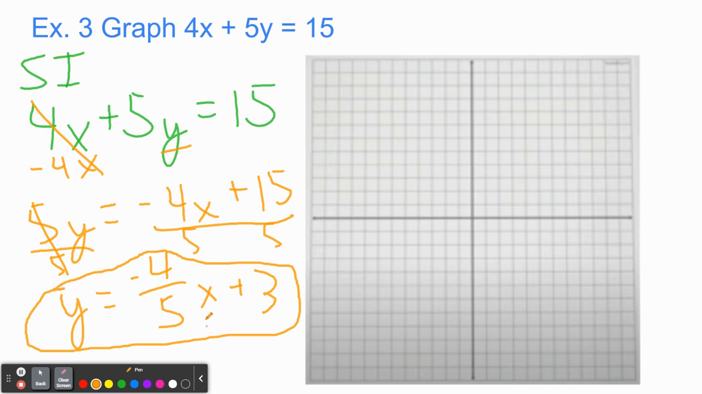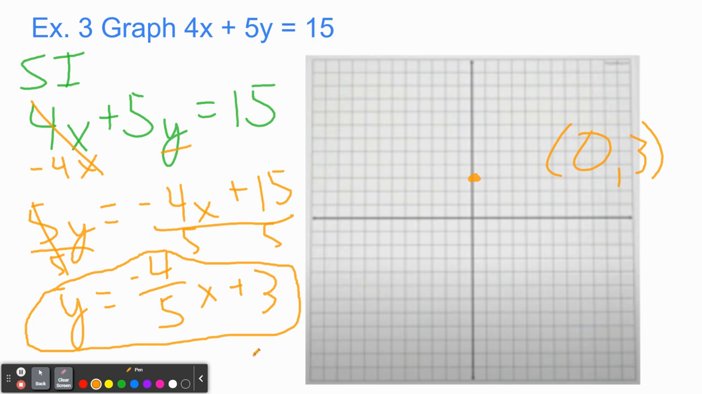Now I need to find my y-intercept. If x were equal to 0, what would y equal? Well, -4/5 times 0 is 0. So y would equal 3. If x is 0, y is 3. 0, comma 3 for my first point. Now I'll need to plot some other points.